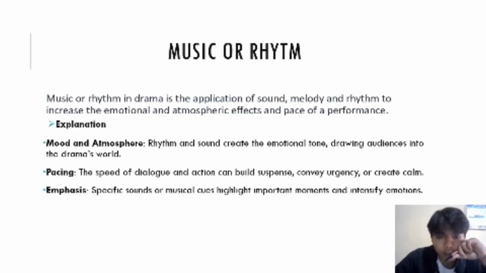Next one is music or rhythm. Music or rhythm in drama is the application of sound, melody and rhythm to increase the emotional and atmospheric effects and pace of the performance. The explanation: mood and atmosphere, rhythm and sound create the emotional tone, drawing audiences into the drama's world. Pacing. The speed of the dialogue and action can build suspense, convey urgency, or create calm. Emphasis. Specific sound or musical cues highlight important moments and intensify emotion.